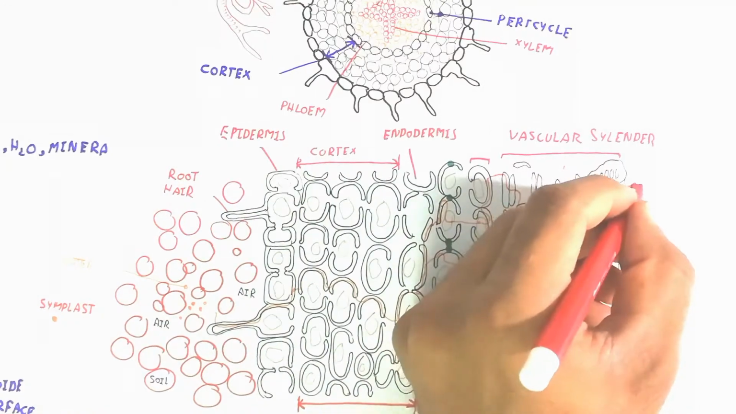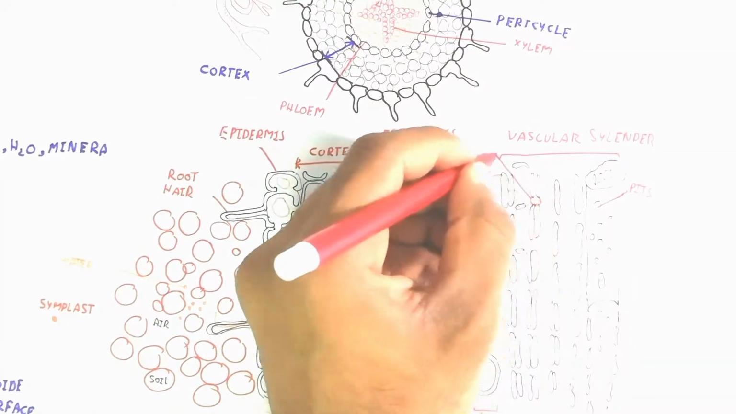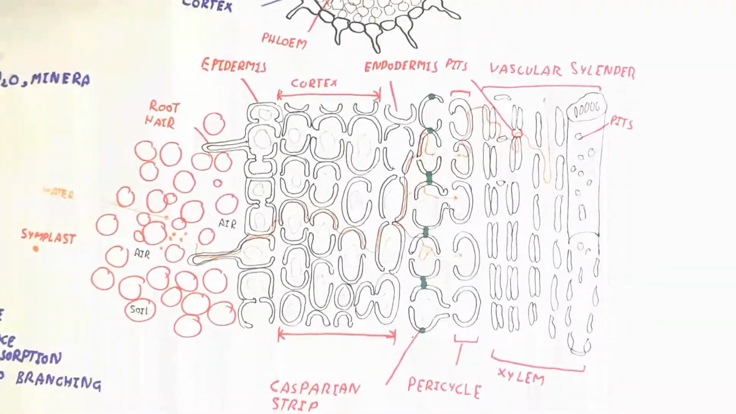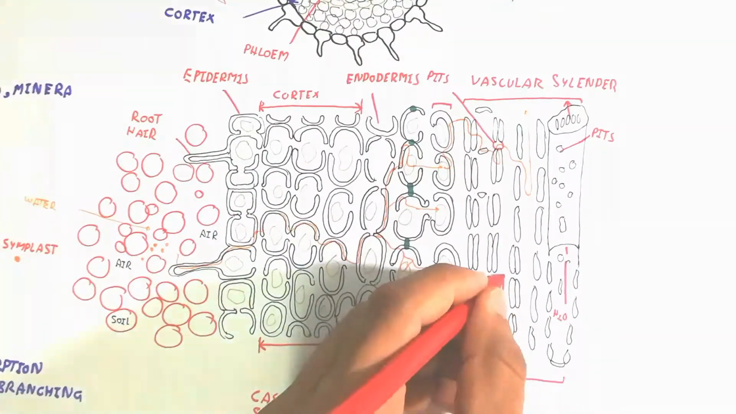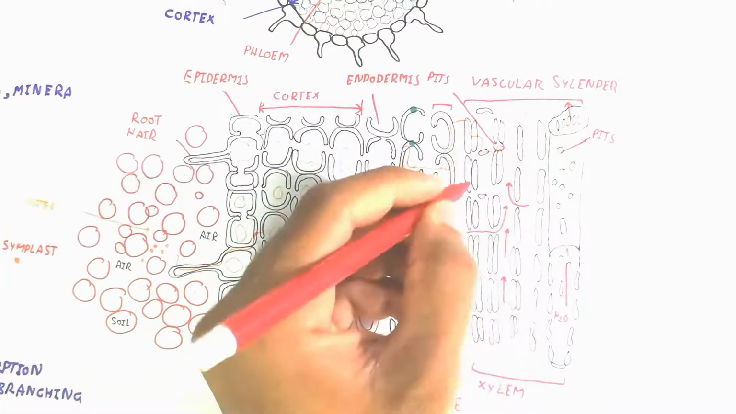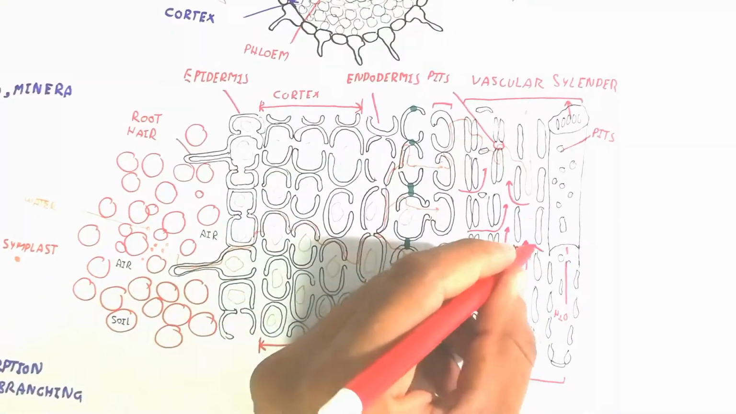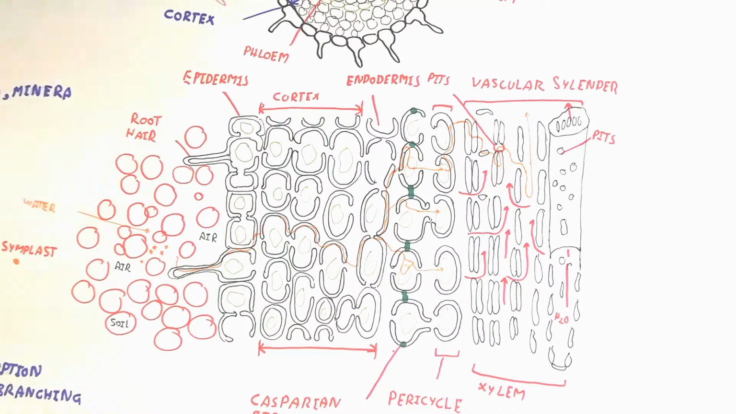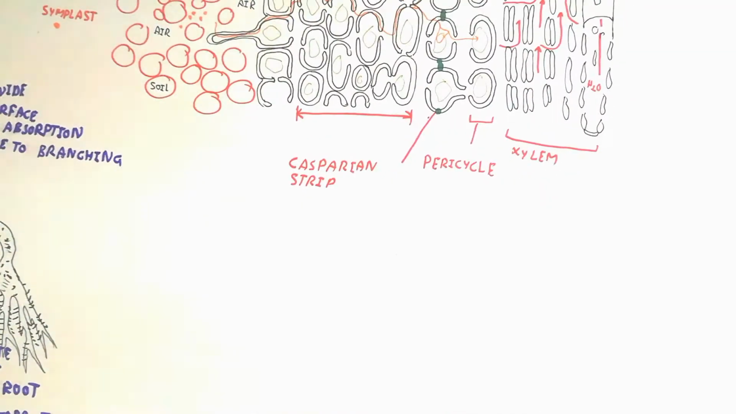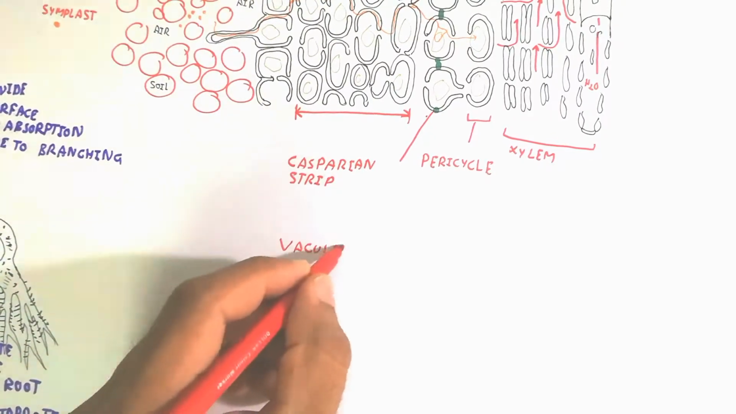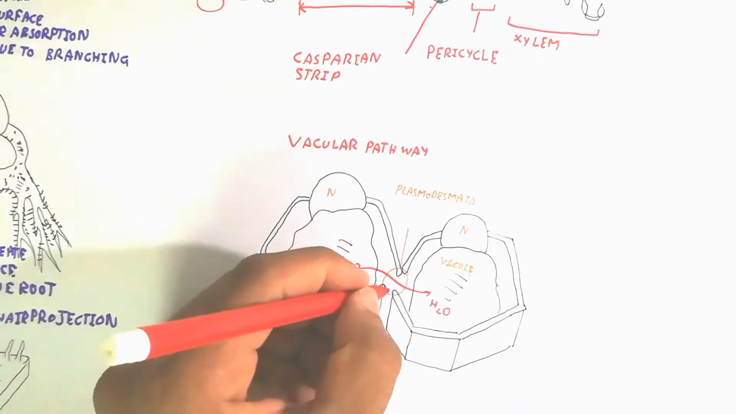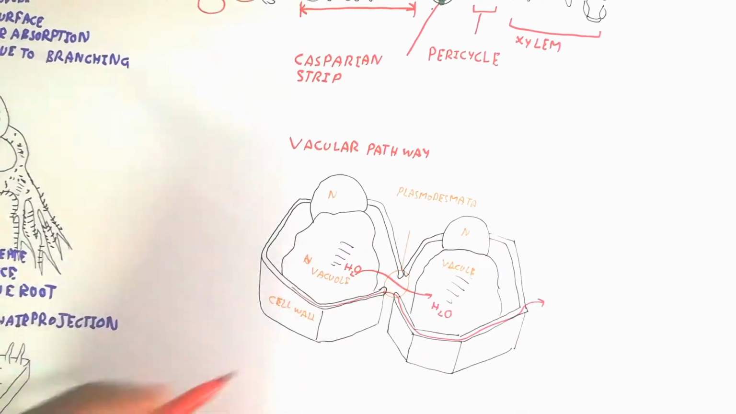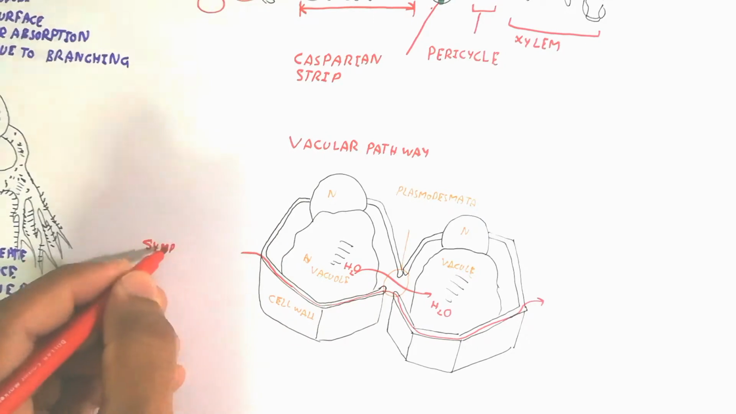So the apoplast pathway is known as cell wall to cell wall movement, and the Symplast pathway is known as the vacuolar pathway or cell to cell pathway, in which the protoplasm is used for the movement. So here the water will move upward. Plasmodesmata and pits are present, which are used for it. Now we will discuss in detail the Symplast pathway.